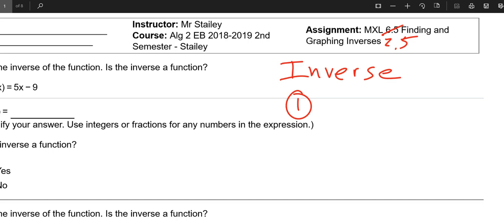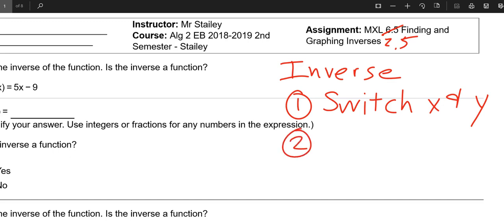An inverse is simply a matter of switching x and y. That is a really simple definition right there. And in the example that we're going to work on first, that is literally all you're going to do. But in several of the other examples, there will be a second step, and it will be to solve for y.